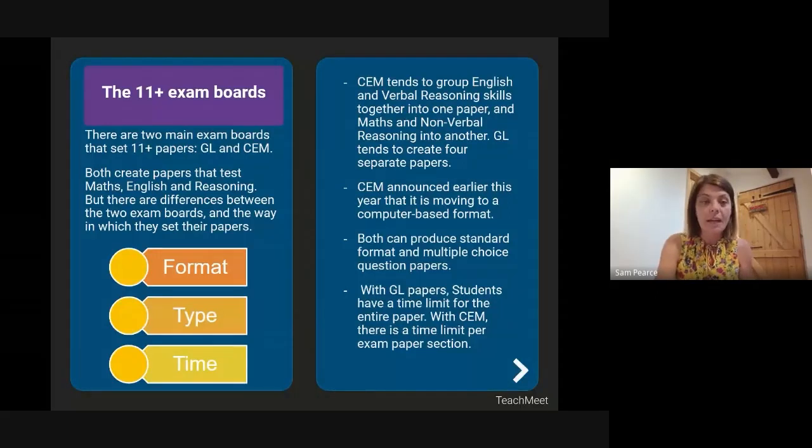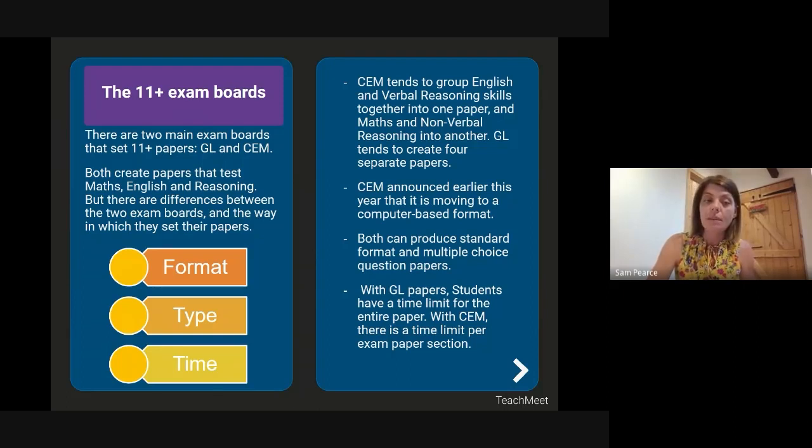But as an overview for now, key differences would be that the CEM tends to group its English and verbal reasoning skills together into one paper, and then maths and non-verbal reasoning into another, whereas the GL tends to create separate papers for each of the different subject areas. And another thing to really remember at this point is that the CEM has announced earlier this year that it is going to be moving to more of a computer-based format. And so that will have changes for next year, potentially, and for this year also.